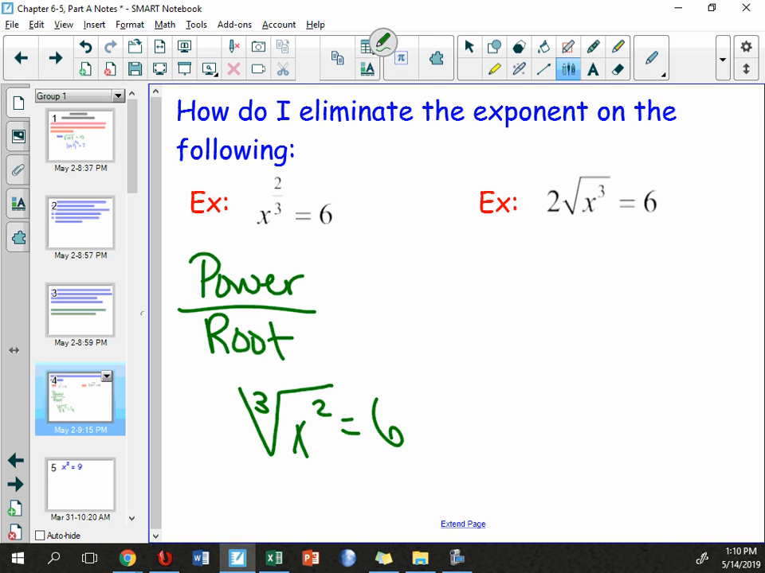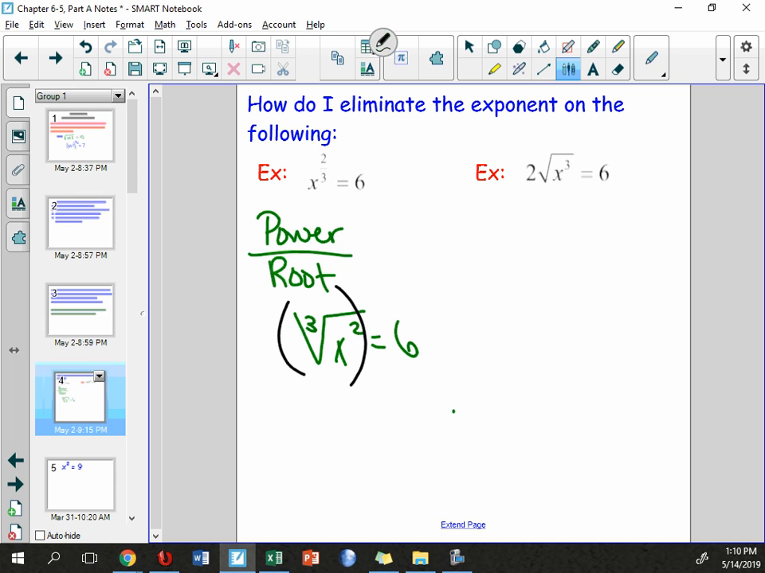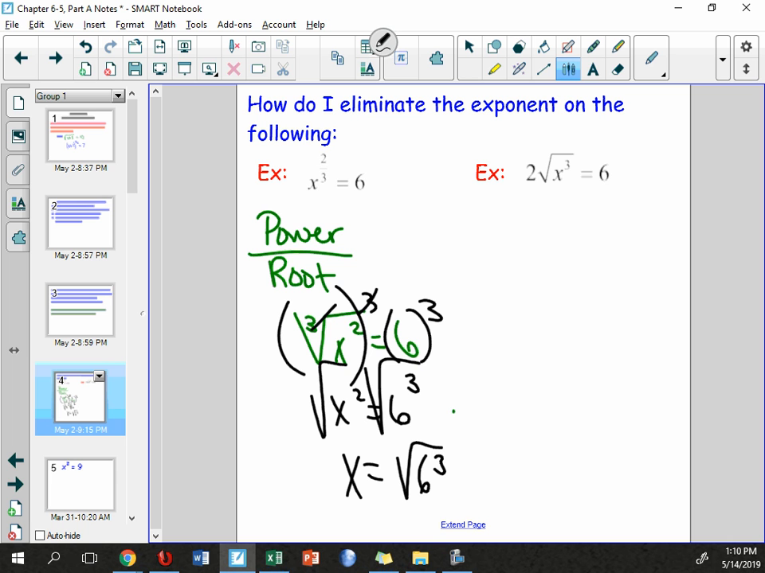Now, how do you get rid of the cube root of something? What is the opposite of a radical? A power. So you're going to raise both sides to the power of 3. So power and root cancel out. x squared is equal to 6 cubed. That's a really big number. Take the square root of both sides. x is equal to the square root of 6 cubed. I'm not going to calculate that. We're just going to leave it as that. Don't worry about that. We're going to go on and do ones that are really going to be homework problems.